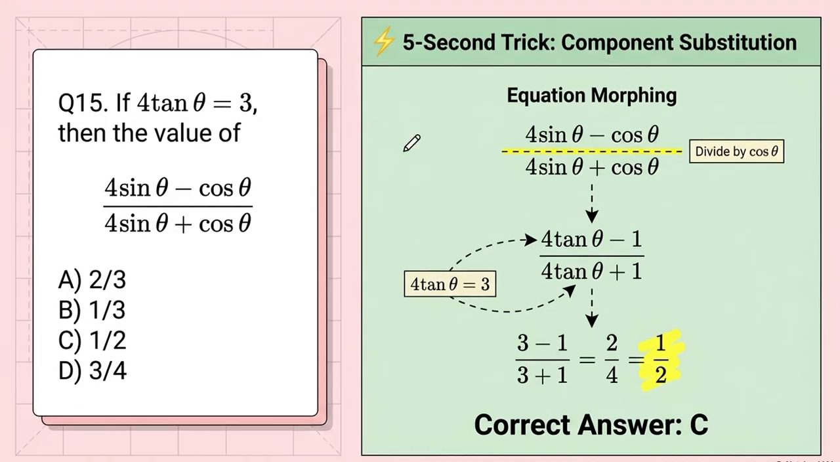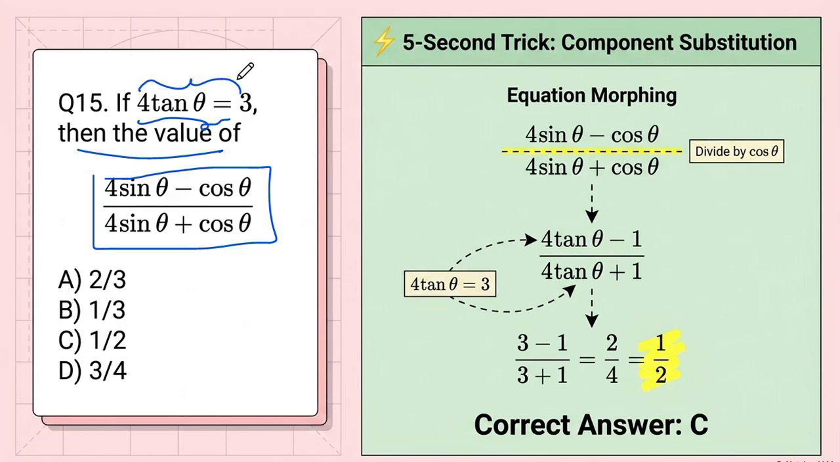This is also a most common question from the exam point of view. 4 tan theta is given to be 3, then find the value of this expression. So remember what is given, 4 tan theta is equal to 3. We'll find out the value of tan theta from here. So tan theta is equal to what? If we take this 4 to the denominator, it becomes 3 upon 4.